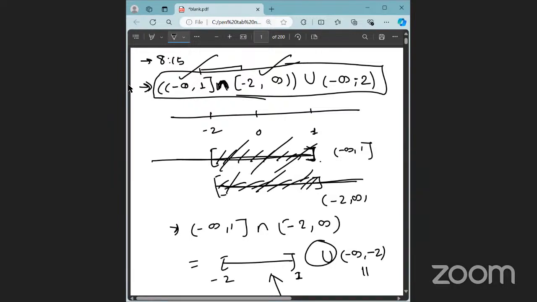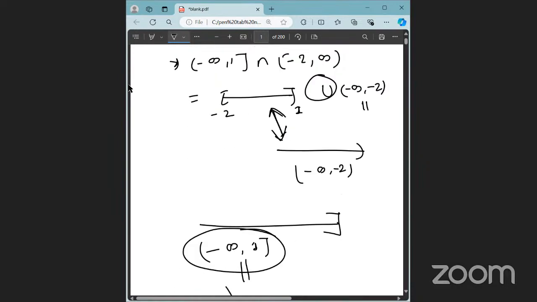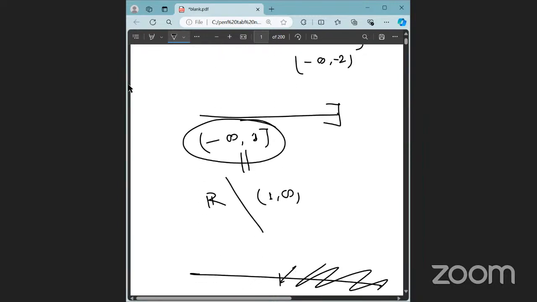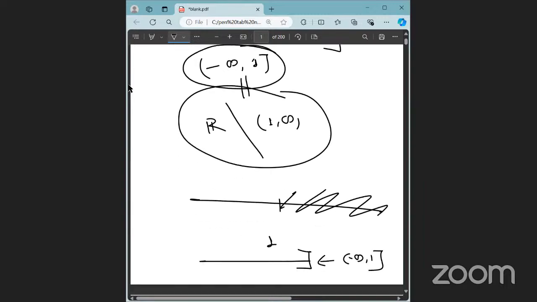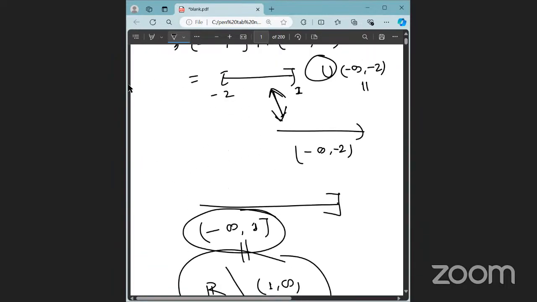And after that you have to do the union. In the union, what you have to do is just paste these two line segments over each other, right? So if you do that, you will get your answer, minus infinity to 1, which is seen as the real number minus 1 to 2. Okay. It will be more handy when you do some practice.